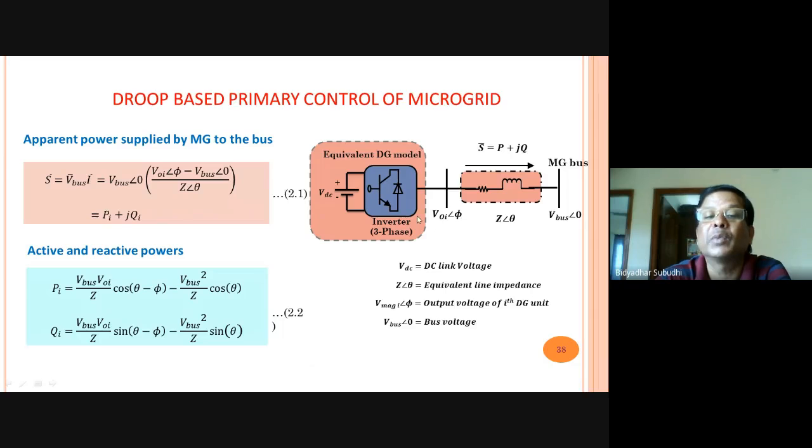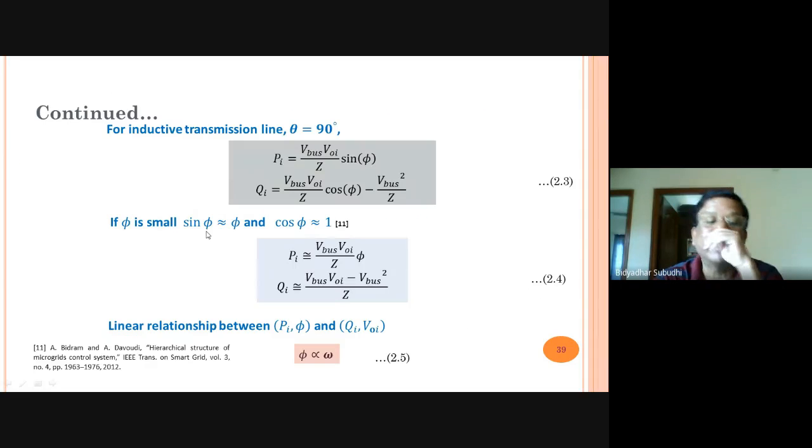Phi is the angle here, the output of the IFDG. If this angle phi is very small, we can approximate sin phi as phi in that relationship here, and cos phi as 1. So that will give us Pi equal to V bus VOI by Z phi, and Qi equal to V bus VOI minus V bus square by Z.